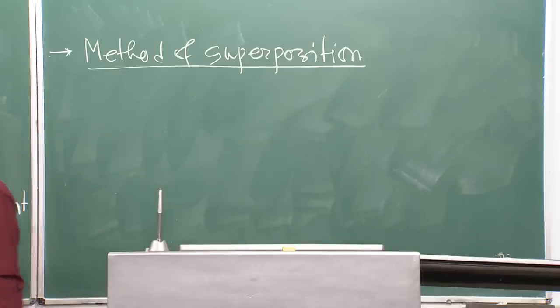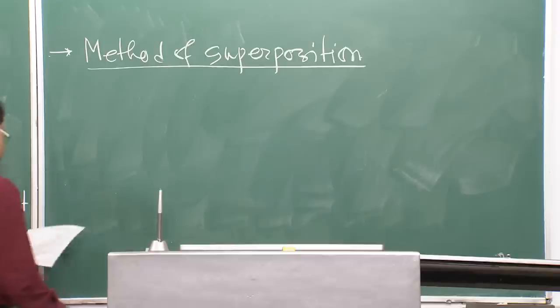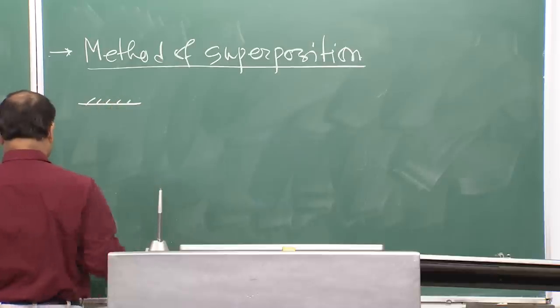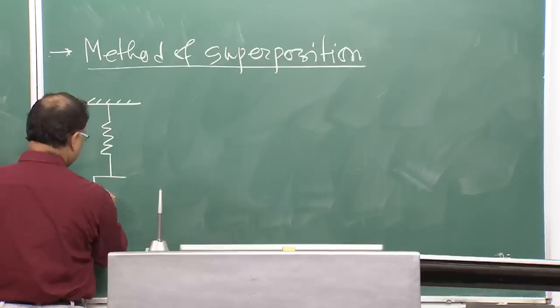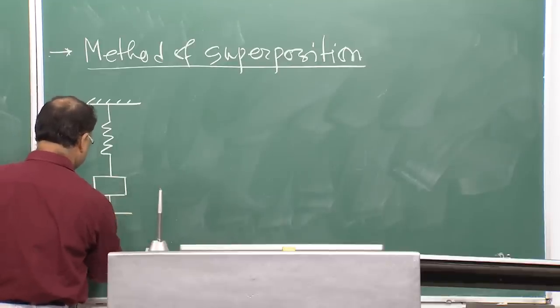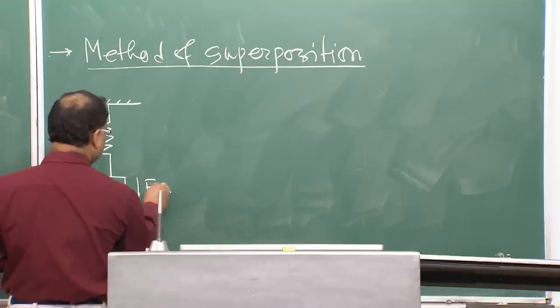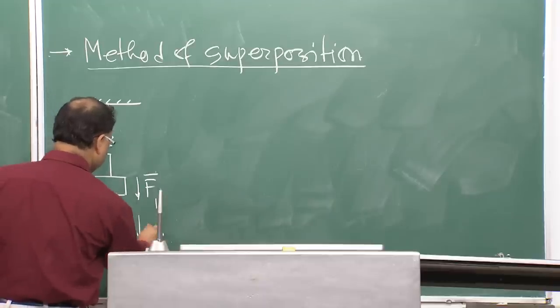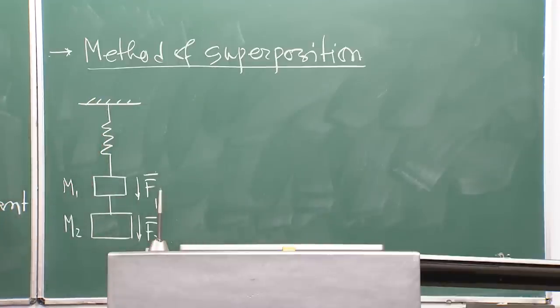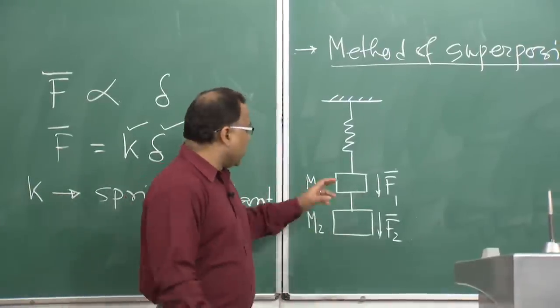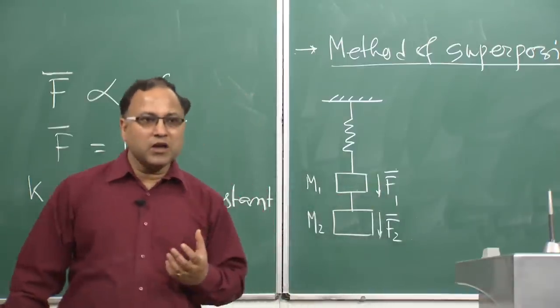The method of superposition is valid as long as we are talking about a linear elastic system, okay? So what does it mean? Suppose I have a spring with two different masses attached, M1 and M2, and this is giving me the force F1 and this is giving me the force F2, okay? So try to understand the mechanical system. I have one spring attached with two different masses, mass M1 and mass M2, imparting forces F1 and F2 on the system.